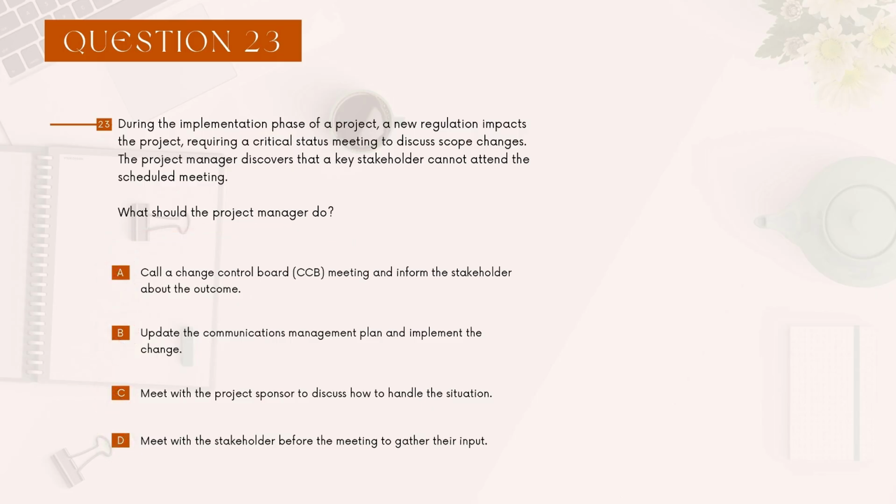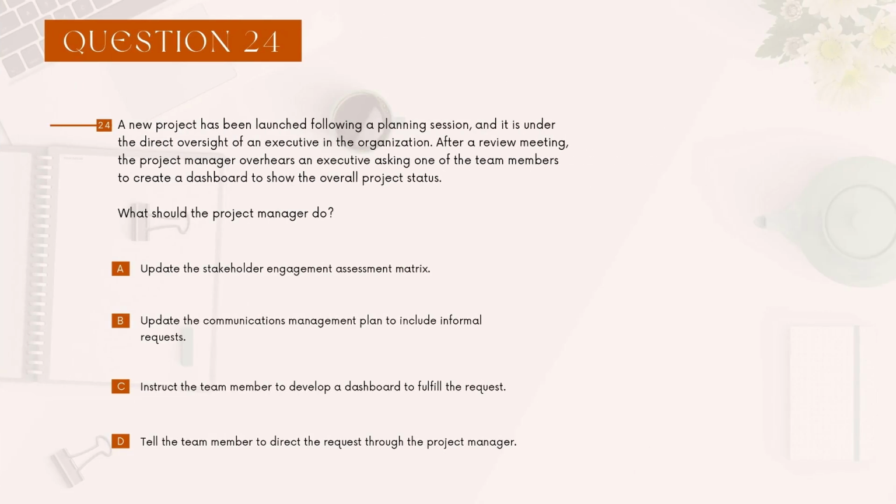Awesome. Question 24. A new project has been launched following a planning session, and it is under the direct oversight of an executive in the organization. After a review meeting, the project manager overhears an executive asking one of the team members to create a dashboard to show overall project status. What should the project manager do? All right, so simply put, there's a review meeting, and after the review meeting, the executive asks one of the team members to make a dashboard showing the project status. Okay, what should we do?